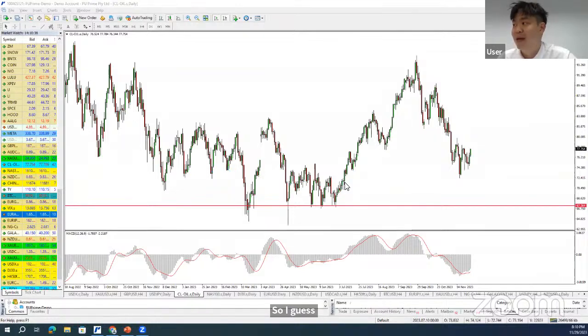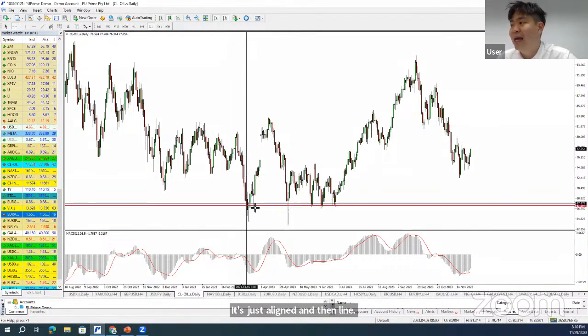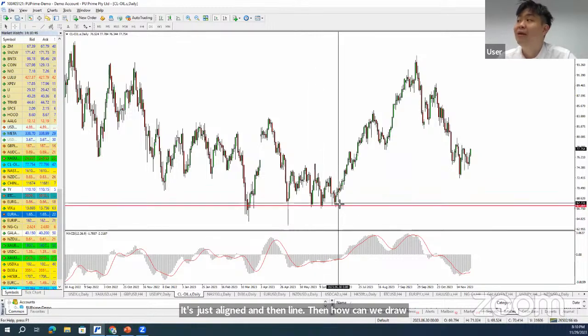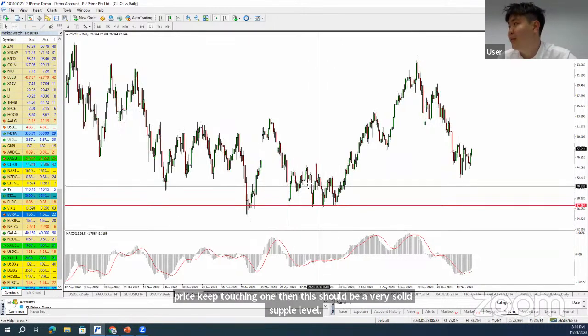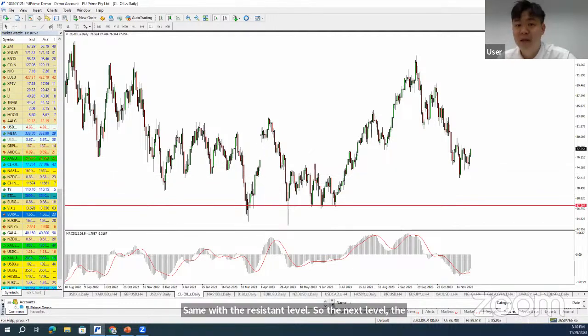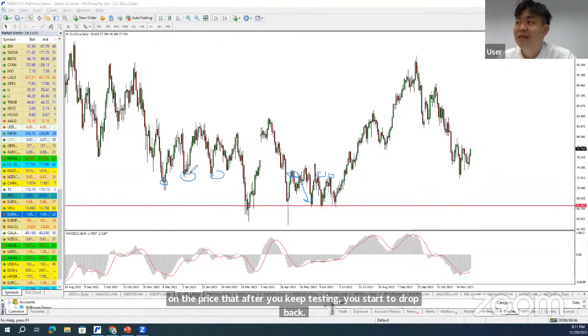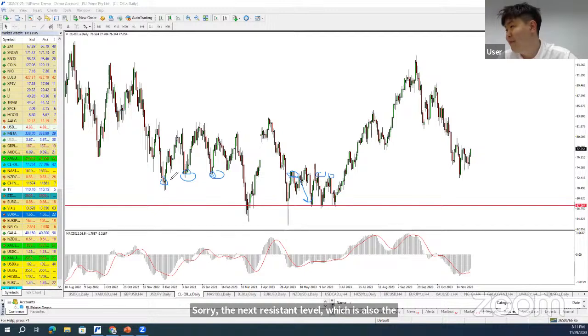It's just a line. How can we draw the line? When we look at the chart and the price keeps touching one level, then this should be a very solid support level. Same with the resistance level. So where should the next level be? Let me show you an example. The next support level should be around here. You can notice that after the price keeps testing it, it starts to drop back. Sorry, the next resistance level, which is also the previous support level. If you notice this level, the price keeps hitting lows and touching it. This should be one solid level that you can draw.